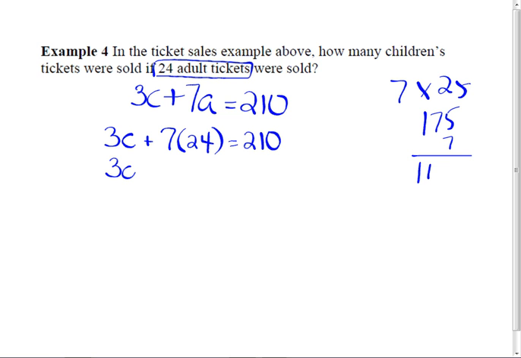He's right. 168. So 3C plus 168 equals 210. That's how I do shorthand arithmetic if I have to.